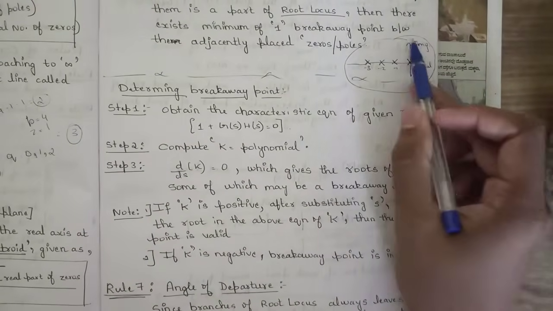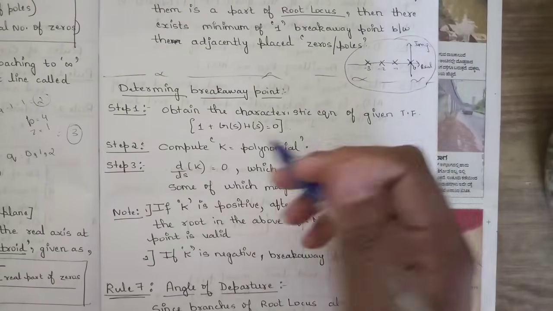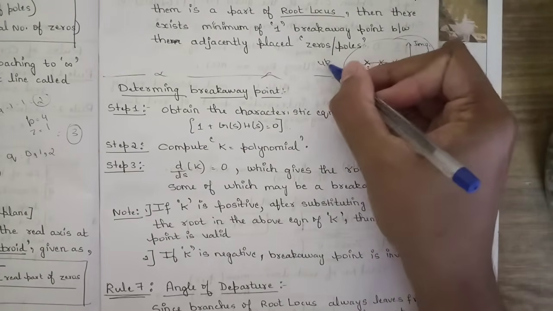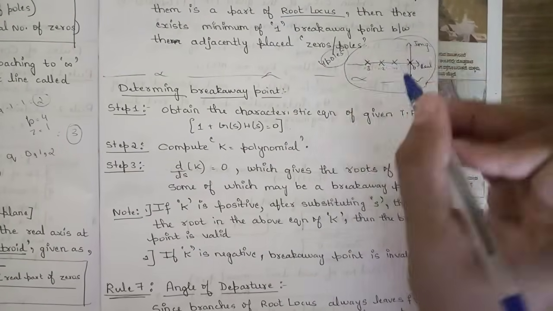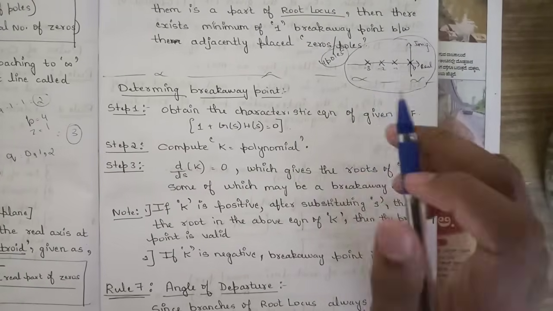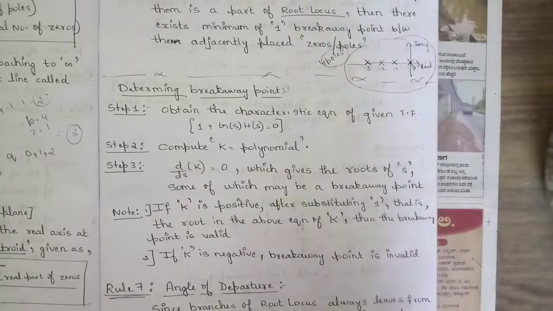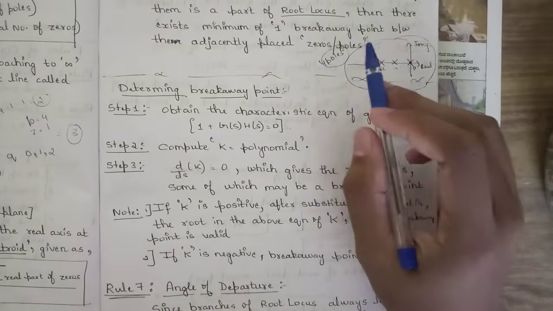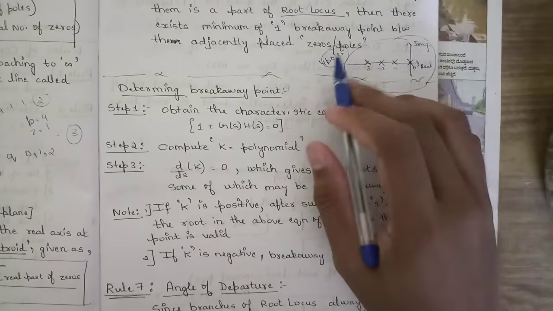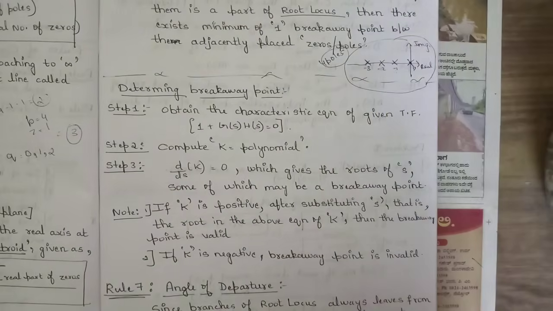Look at this plot where I have drawn a rough sketch. Consider we have 4 poles in a particular transfer function, and those 4 poles are 0, minus 1, minus 2 and minus 3. I have told you that poles are represented by drawing a cross mark. I have plotted them in series here.